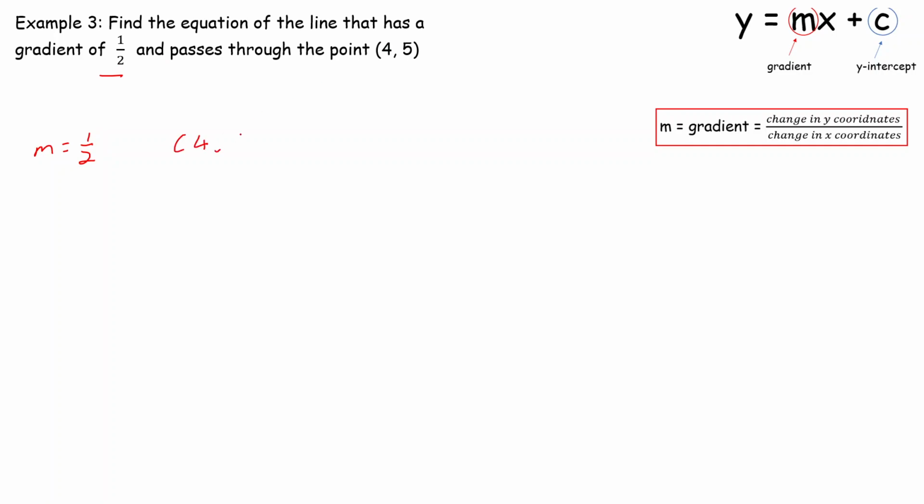So really, this is the same question as what we've just been doing, just almost easier, because they tell you the gradient and they give you a coordinate, which is (4, 5), the 4 being your x coordinate and the 5 being your y coordinate.